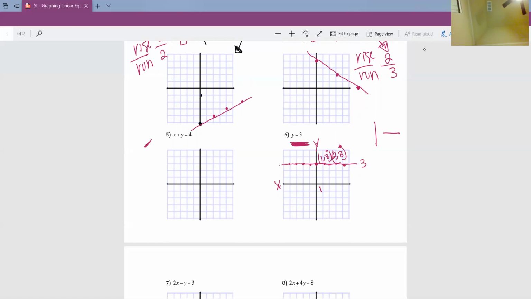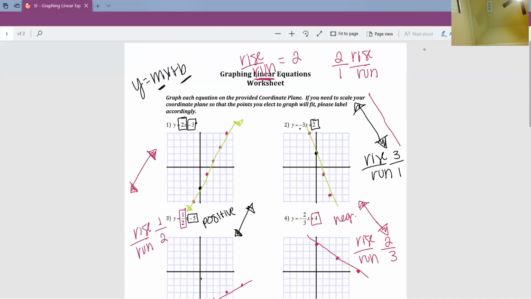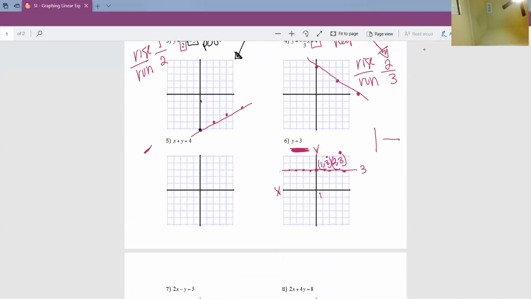For the rest of these, we're going to have to solve for y. So we have to get y by itself, so we're going to minus x. So it's y equals -x plus 4.